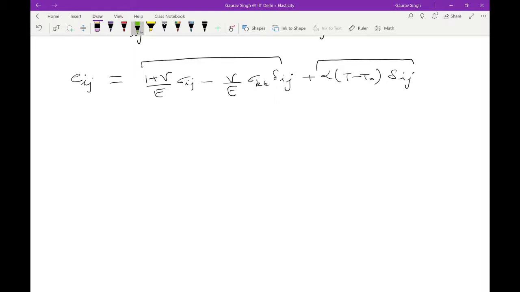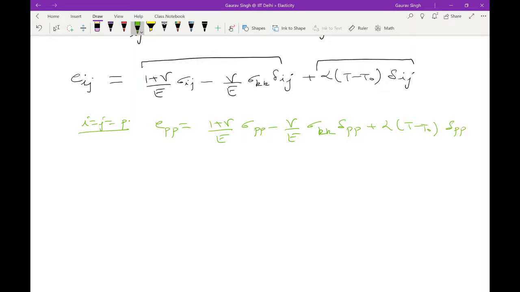So the final expression which we want to have, let's put i equal to j equal to p in this one, just like we had done earlier. So that would be epp equals 1 plus nu by E sigma pp minus nu by E sigma kk, and then delta pp, plus alpha (T minus T naught) delta pp.